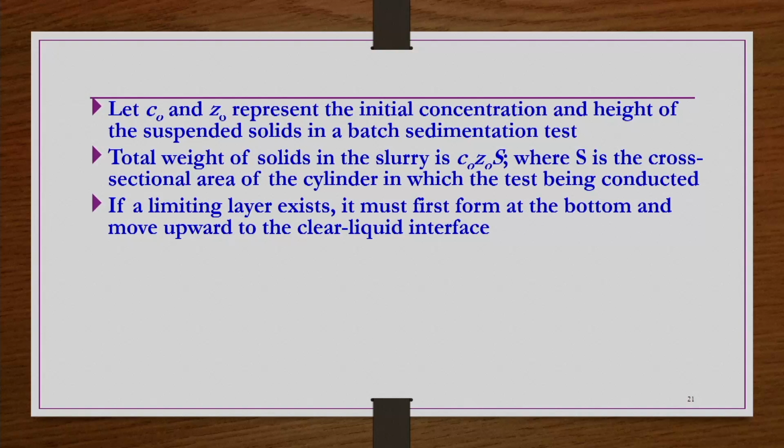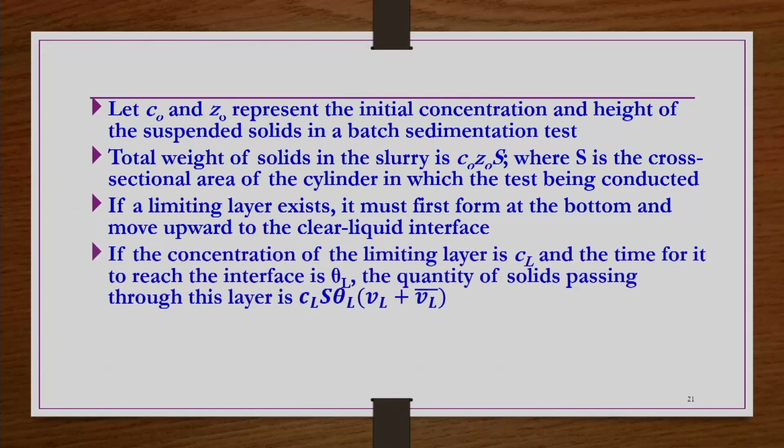If a limiting layer exists, it must form at the bottom, as I mentioned, and move upward to the clear liquid interface. If the concentration of the limiting layer is CL and the time for it to reach the interface is theta L, the quantity of solids passing through this layer would be (VL plus VL bar) multiplied by theta L multiplied by S multiplied by CL.